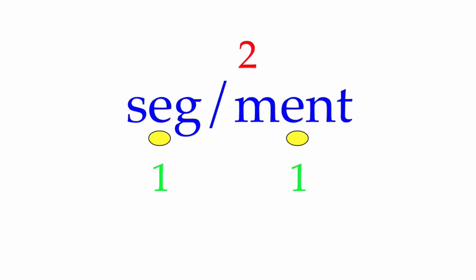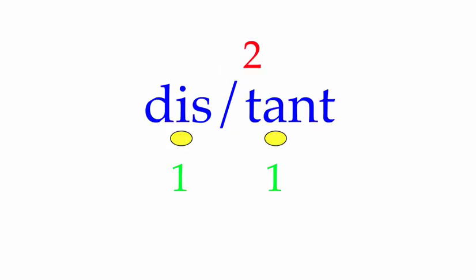Distant. Dis, 3 sounds. D, I, s. Tant, 4 sounds. T, a, n, t. Distant. Now again, our speaking vocabulary for this in conversation is distant, but for spelling, pronounce it distant. Mark the word. Distant.